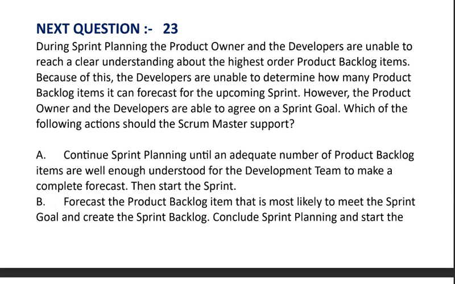Question is, during sprint planning, the product owner and the developers are unable to reach a clear understanding about the highest order product backlog items. Because of this, the developers are unable to determine how many product backlog items it can forecast for the upcoming sprint. However, the product owner and the developers are able to agree on a sprint goal. Which of the following actions should the Scrum Master support?